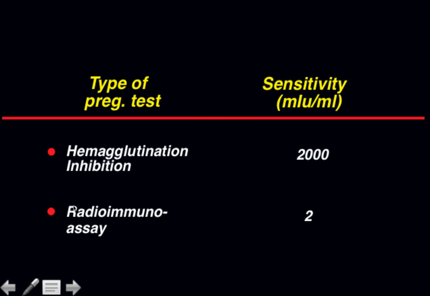Then along came the radioimmune assay for HCG, which increased the sensitivity for this test 1,000-fold overnight. We can now state with near complete certainty that a woman with an HCG level of less than 5 milli-IU is not pregnant, not in her uterus, and not in an ectopic location.